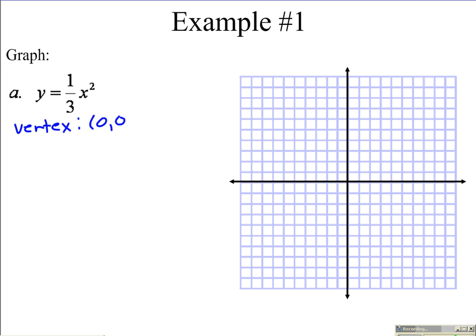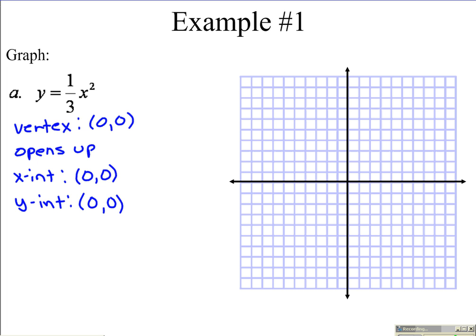Vertex is going to be at (0, 0). There's nothing being added or subtracted from x, nothing being added or subtracted from y. This opens up. We can find both intercepts, x and y, which you will have to do for almost every graph you do in here all year long. X-intercept, put in 0 for y. We're going to get out the ordered pair (0, 0). Same thing when we put 0 in for x, and we should have known that from looking at our vertex anyway. The last thing that we're going to list for today is the axis of symmetry. Let's come back and list that after we get our graph started here.